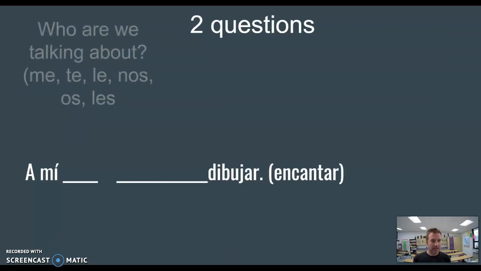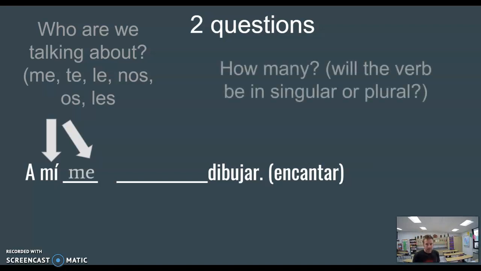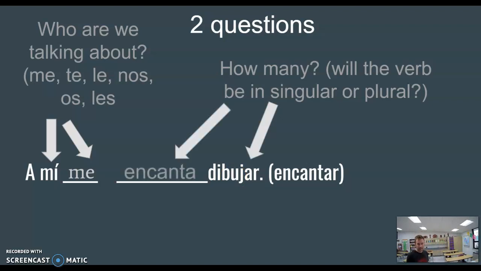Okay, two questions. Again, who are we talking about here? Right? Who is the person we're talking about? Well, in this case, we're talking about me. Yo. Right? A mí. Me. Right? And then how many of this thing, right? Will this verb be singular or plural? Well, in this case, it's a verb. It's dibujar. Any verb is singular, okay? So, dibujar is one verb, one thing. Encanta dibujar, right? It's going to end with the vowel instead of an N, okay? A mí me encanta dibujar, right? I love to draw, okay?